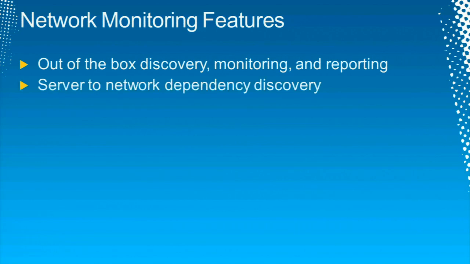Then the one thing that we added as well, which is really cool, I think, is a server-to-network dependency discovery, or port stitching, if you will. So we go out there, we find the network device. If your Windows servers have agents on them, we're actually able to find both ends and see this server is connected to this network device. And Rob later on is going to show you how that's visualized within the product as well.